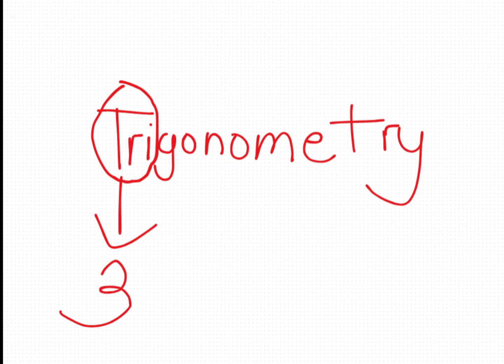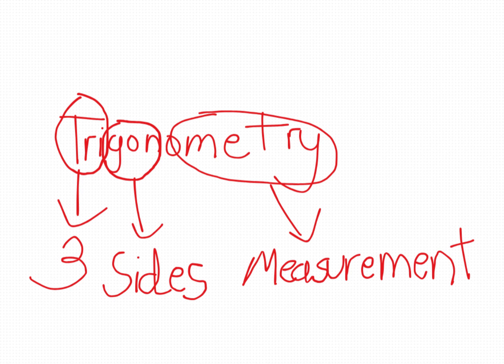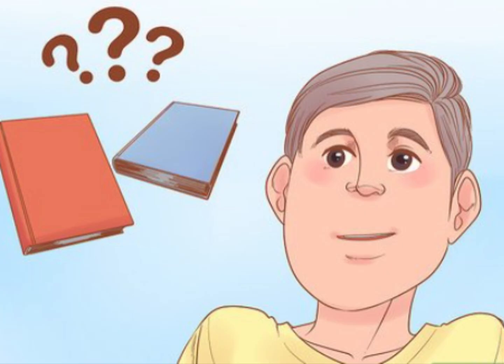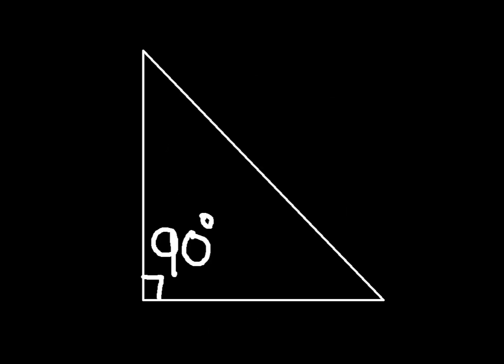Here tri means the number 3. Gon means sides and metry means measurement. Combining the broken up meanings, we understand that it's all about the measurement of a three-sided polygon. And we all know a three-sided polygon is nothing but a triangle. It specifically is about a right-angled triangle, meaning that one of the angles measure 90 degrees.